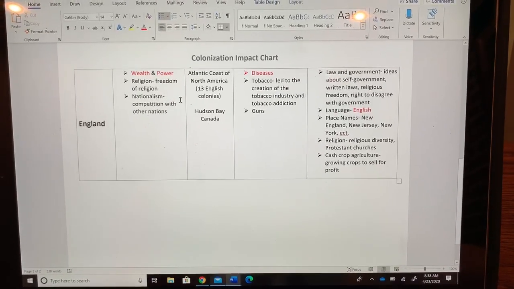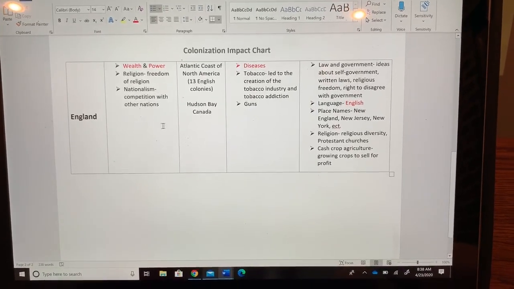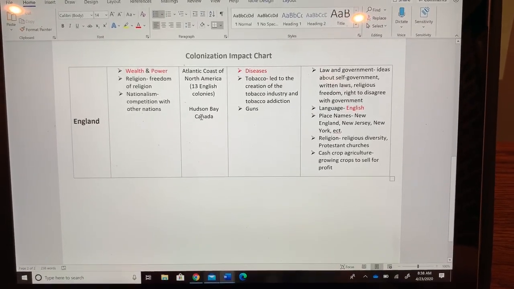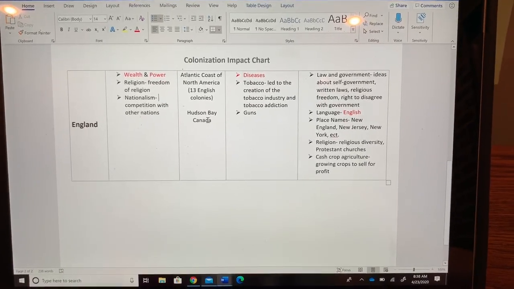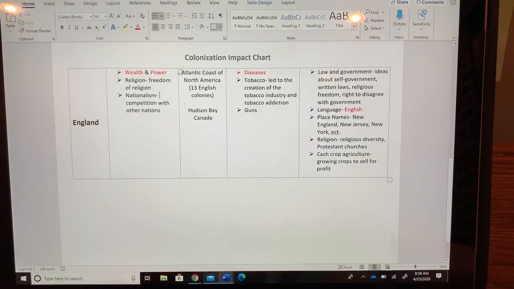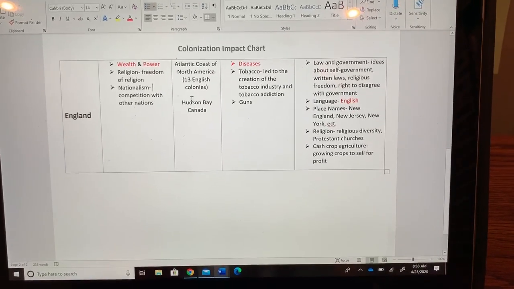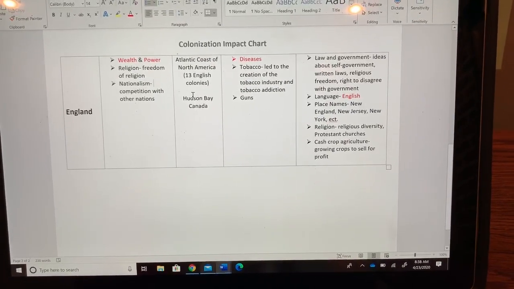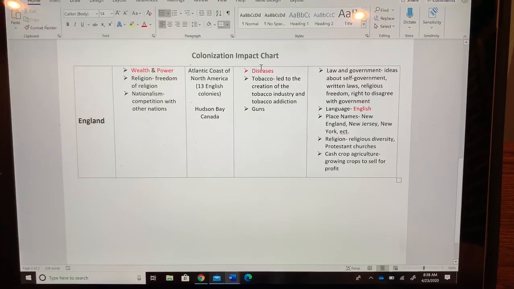And then that nationalism again, even though there were some different motivations, they were still competing for that wealth and power. Areas explored, you have the Hudson Bay area in Canada. There was some competition with the French for some of those Canadian areas. And then obviously our original 13 colonies that then spread into places like Ohio and regions farther west as we go through American history. Negative impacts.